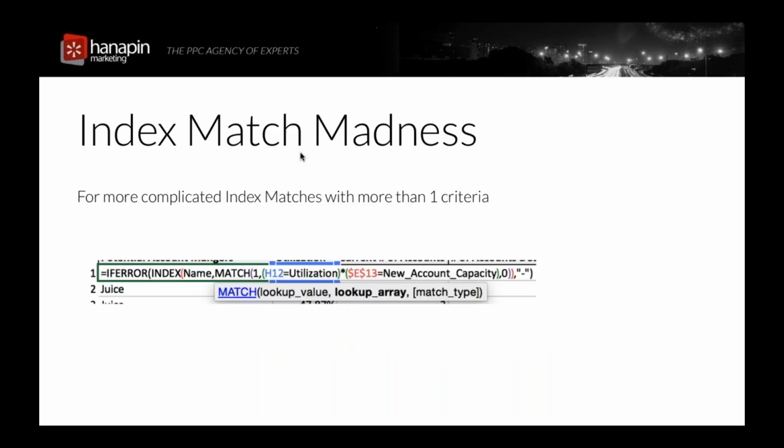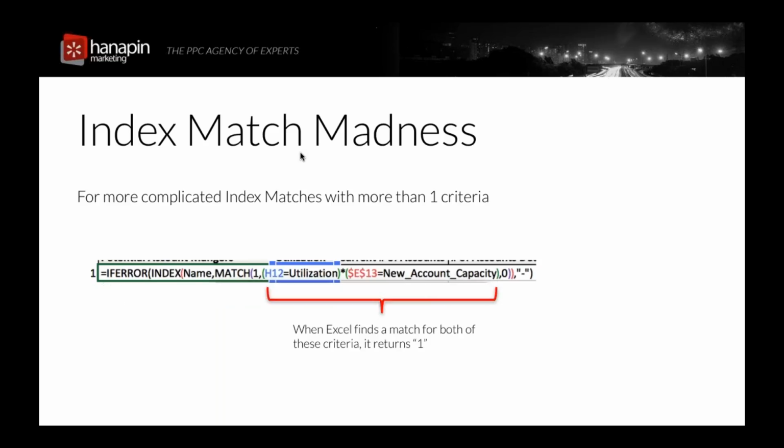And then if you're using a more complicated index match with more than one criteria, this is a great way to do it. You'll notice this one looks a little bit different. Within our match function, you're actually looking up the value 1. And then if you look here, what we are matching that one to is actually two different arguments multiplied together. So here we want to look for a cell that matches the utilization and a cell that matches the new account capacity.